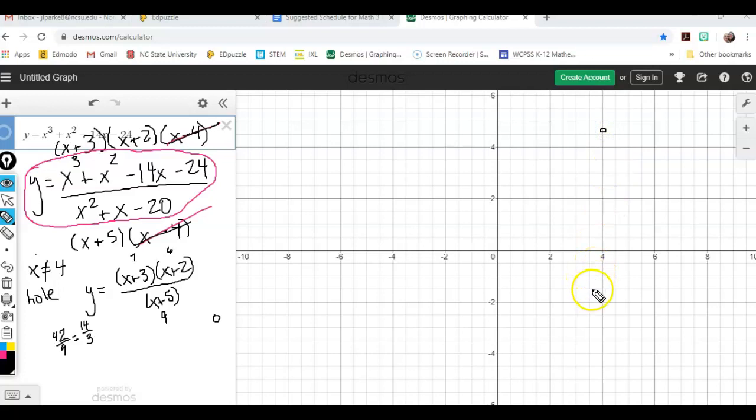So it seems weird, but holes are the first things we find. If you have anything that simplifies, you have to figure out where the hole in your graph is going to be.